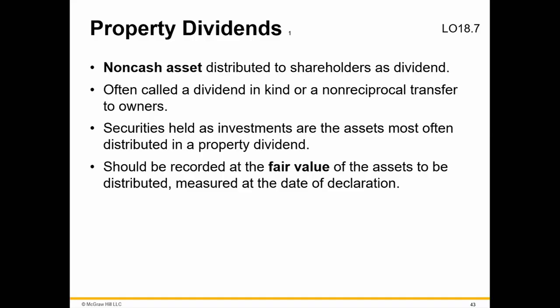So we have property dividends. Instead of cash dividends, you're distributing something other than cash, some other asset. It's also called a dividend in kind or a non-reciprocal transfer to owners. Non-reciprocal meaning you don't expect anything in return. Securities held as investments are the most common assets that are distributed. So instead of giving cash, we actually give somebody an investment. And those should be recorded at the fair value of the assets to be distributed, which is measured at the date of declaration, which is the date that the dividend becomes a liability.